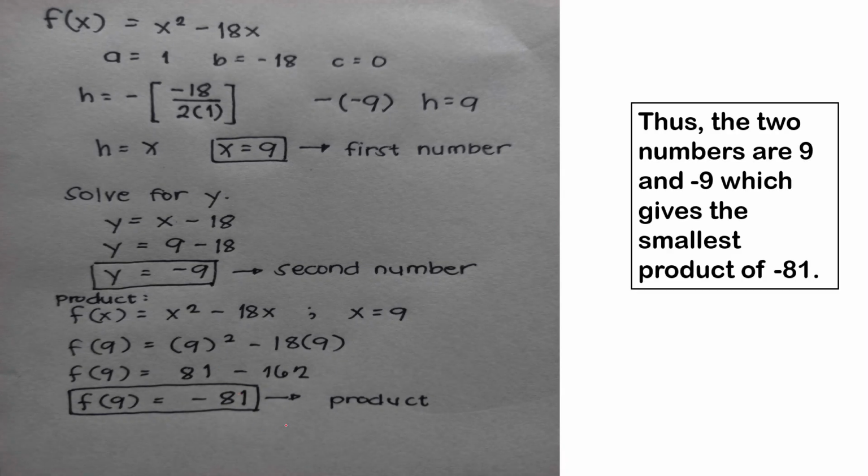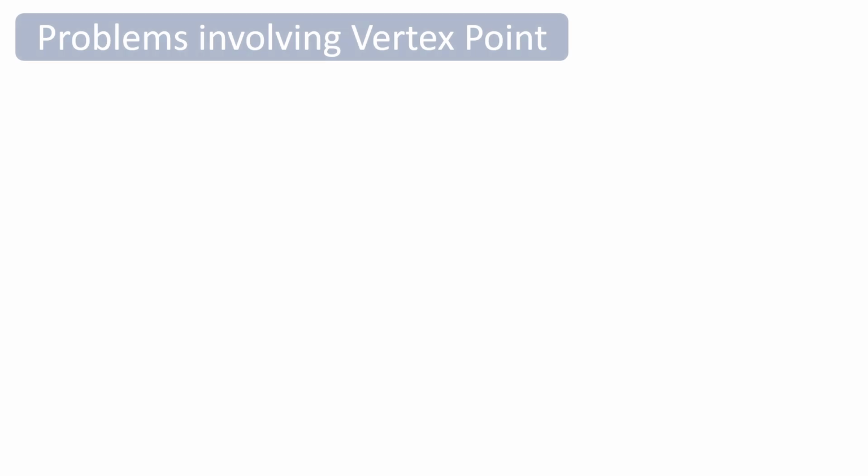So here's the complete solution. Thus, the two numbers are 9 and negative 9, which gives the smallest product of negative 81. Okay, next example.